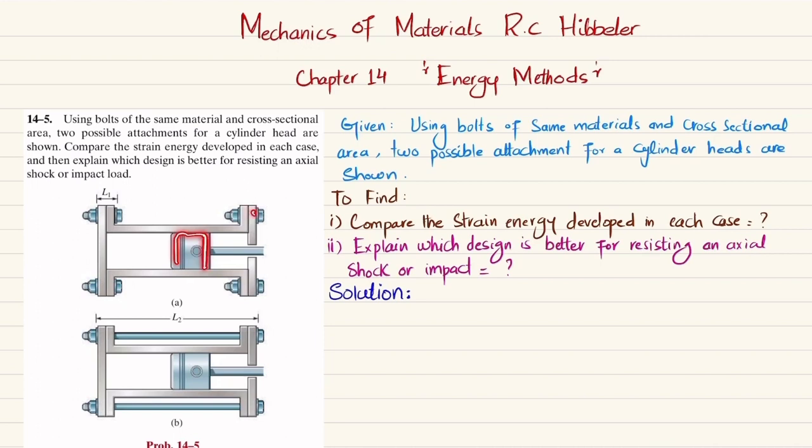This is a piston, and this is a cylinder head. This is one arrangement using 4 bolts of each length L1, and here you can see the cylinder head is held by a single bolt of length L2 on each side. Clear? So you have to find the strain energy in this case and in this case, and then we will compare which one is better. So let's start with the solution.